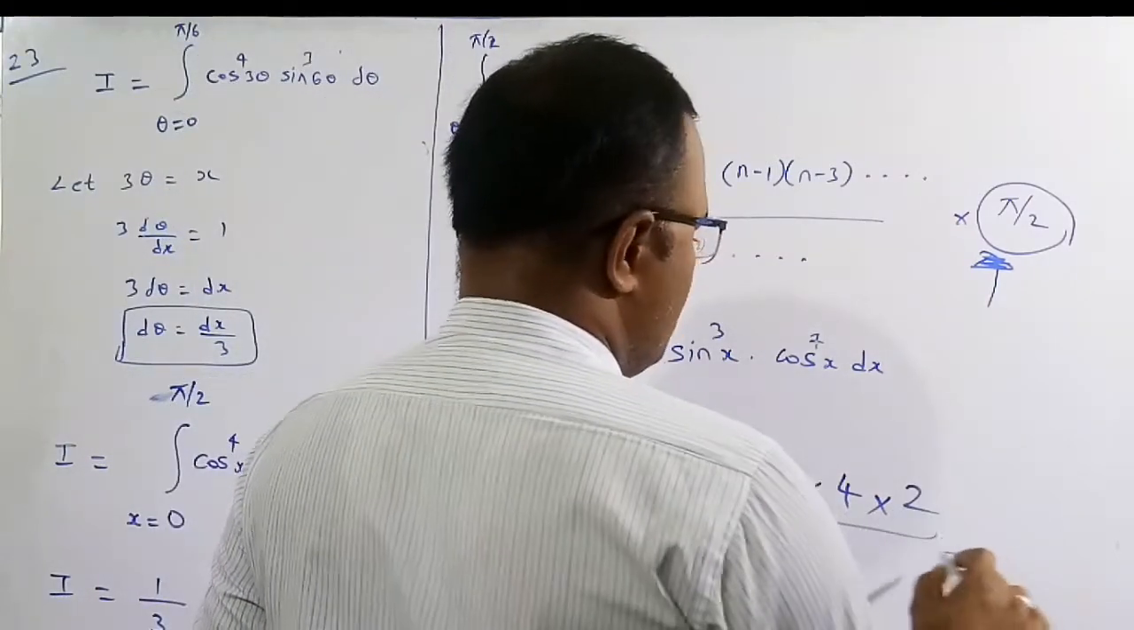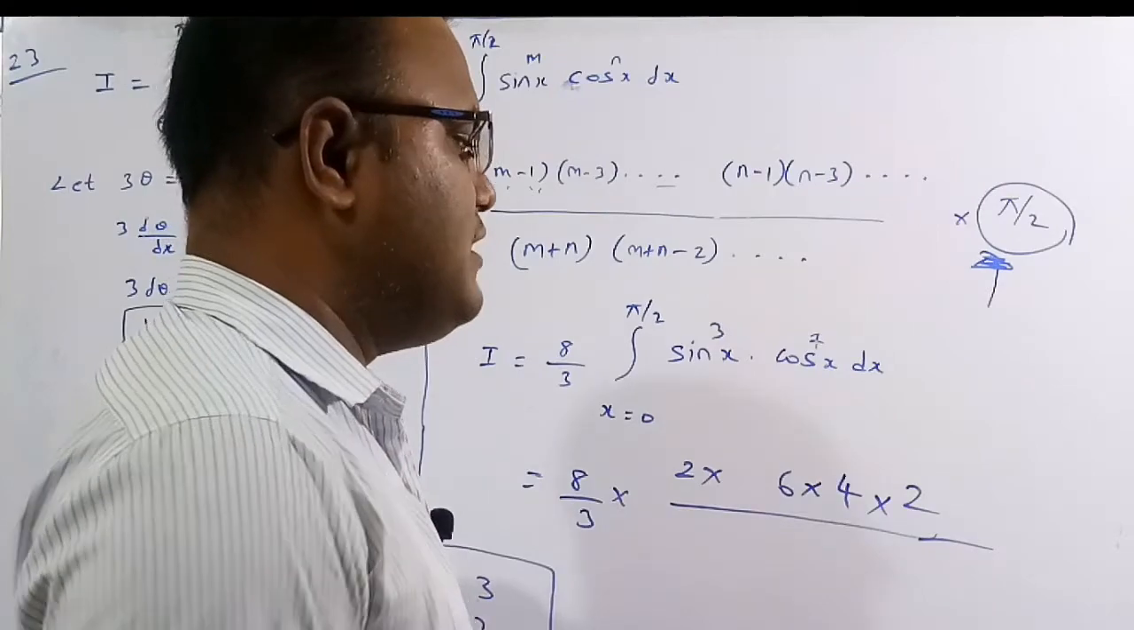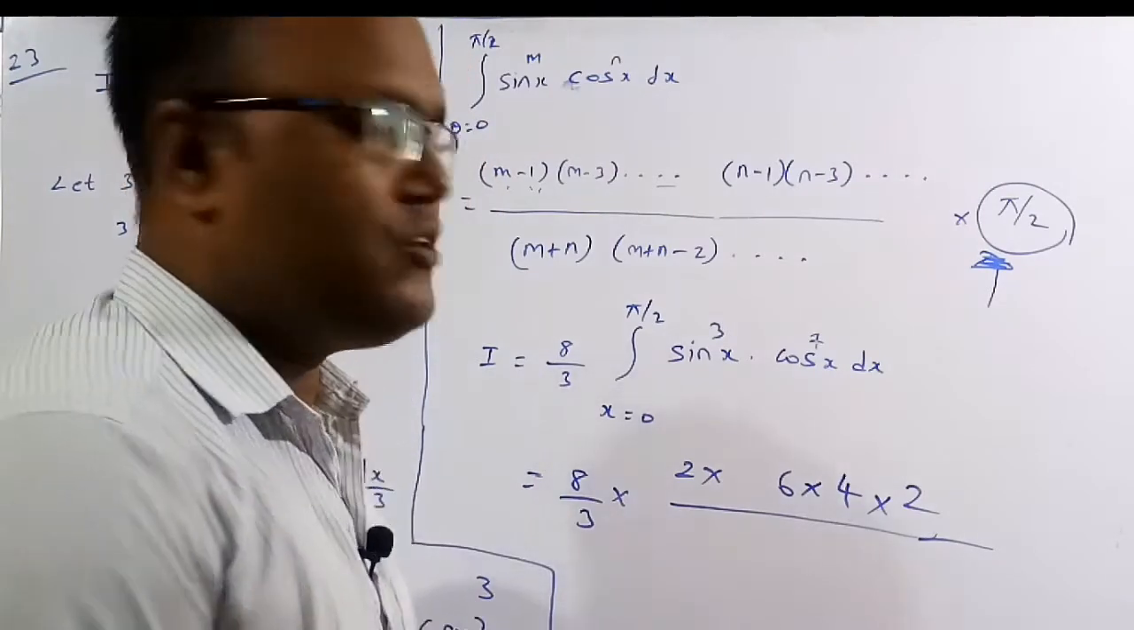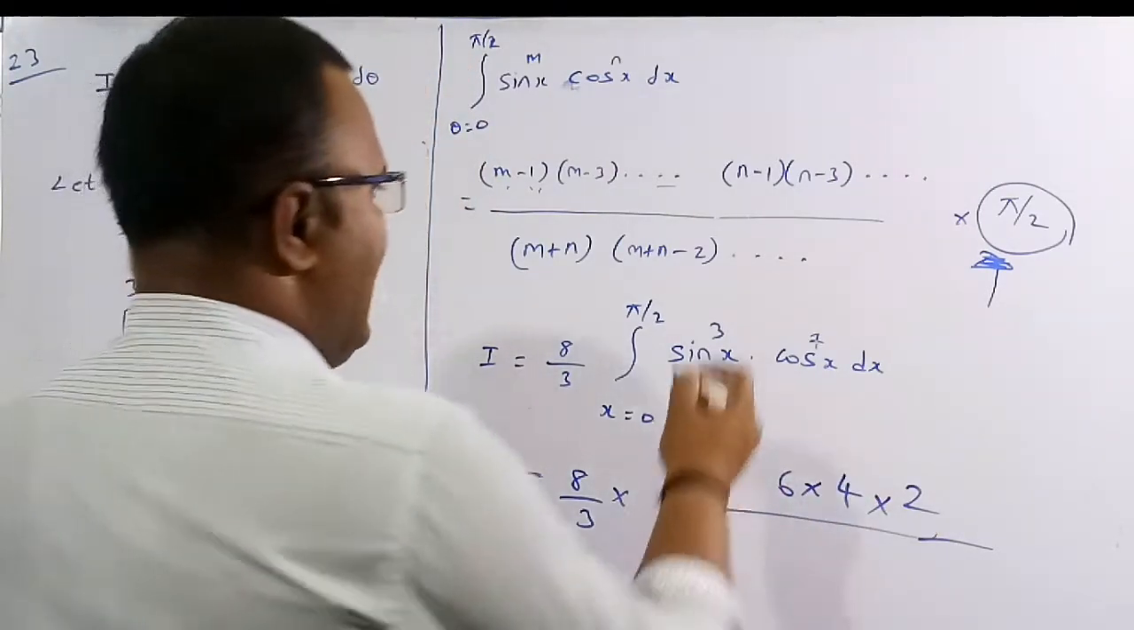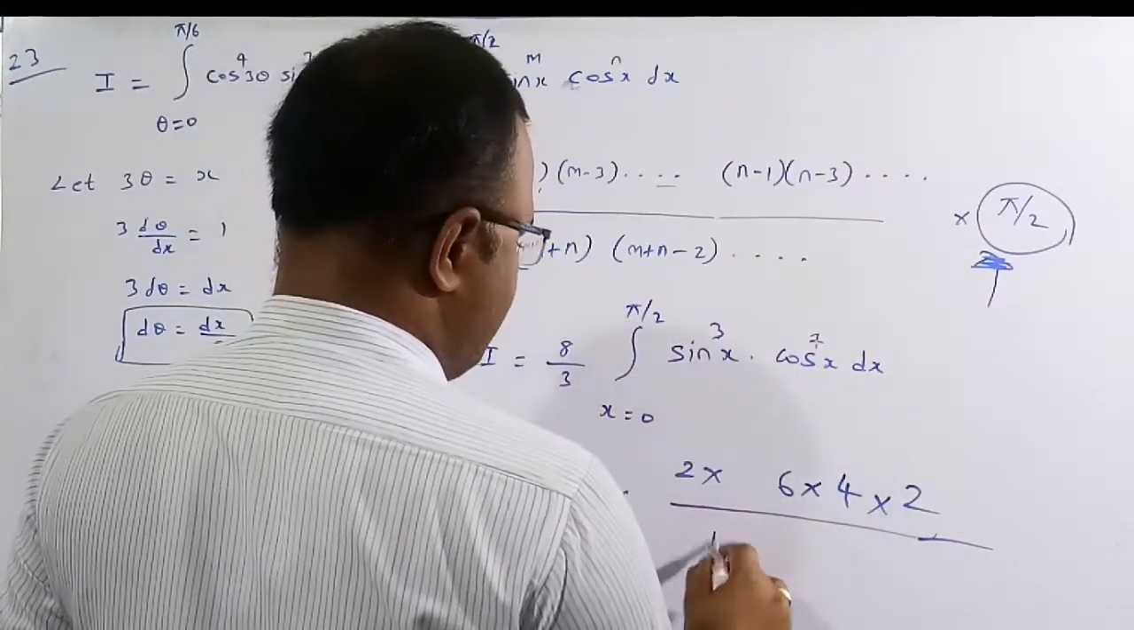So therefore here 2. And then here 2, after 2 it is 1. So we must not write 1. And then 0 also we must not write, because up to 1 only we have to go for this one. And now in the denominator, m plus n. So therefore 3 plus 7 is 10.